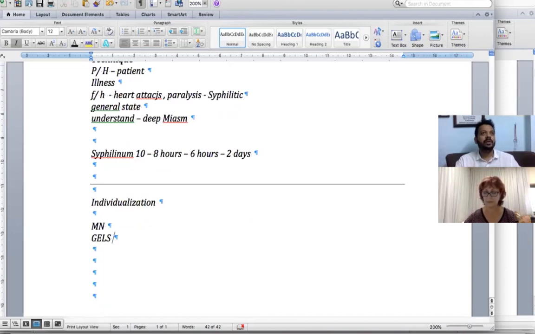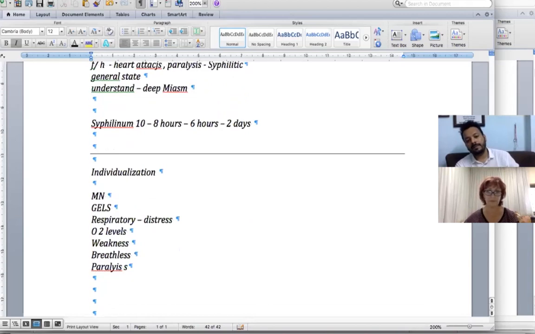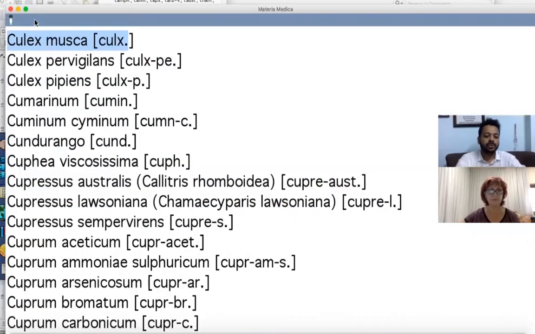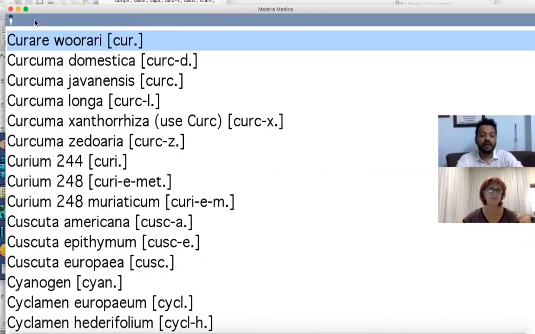He was improving. But suddenly, he developed a lot of respiratory distress. He was put on oxygen. His O2 levels went down. He developed sudden weakness, paresis, breathlessness. With this paralysis, I took his history again, and I started with a very beautiful remedy. I will just show you. I started with the remedy Curare.